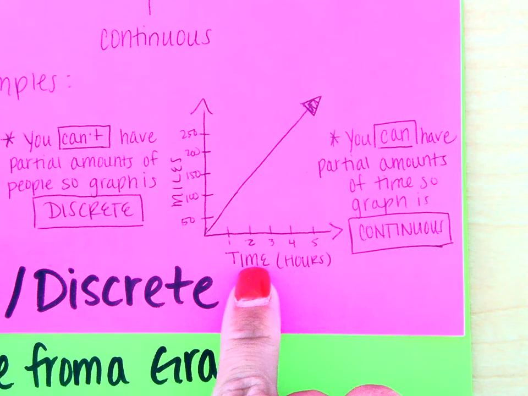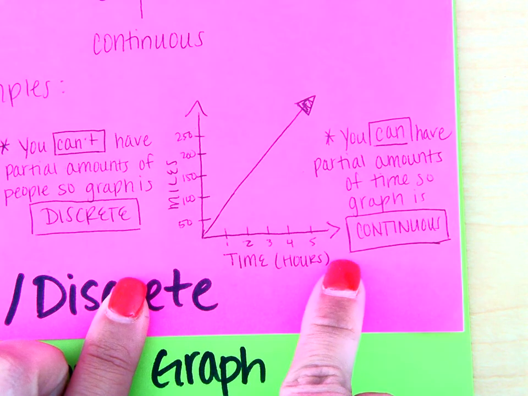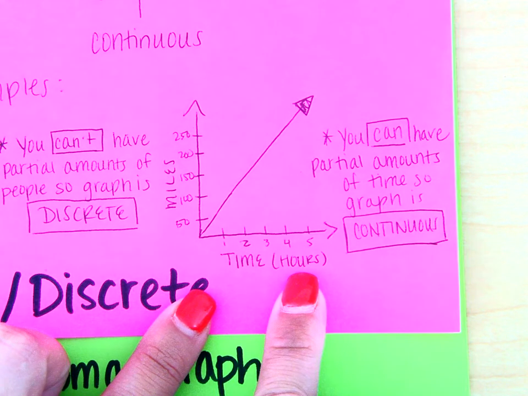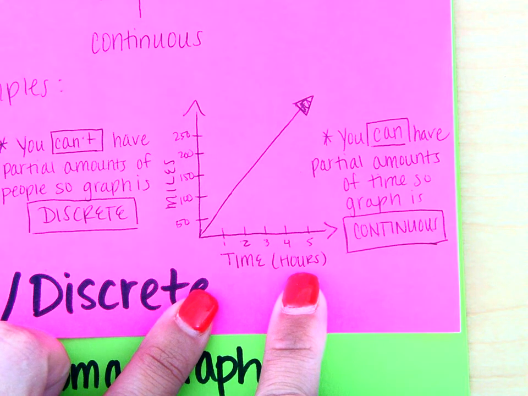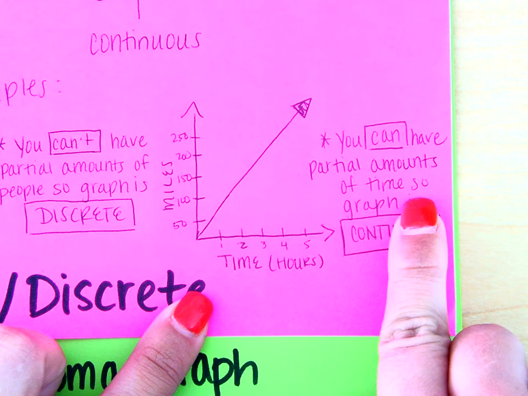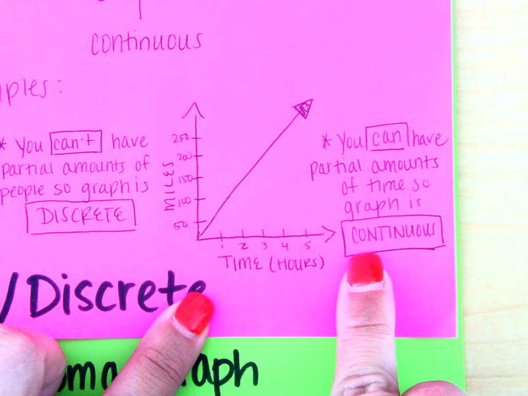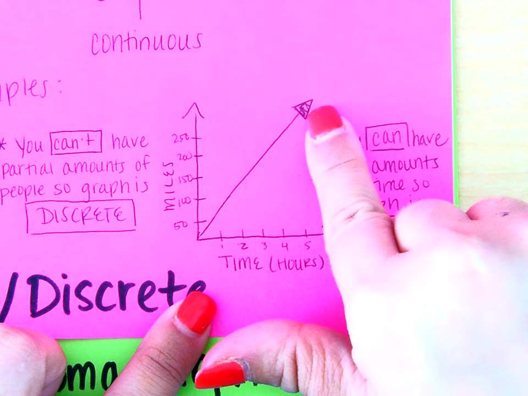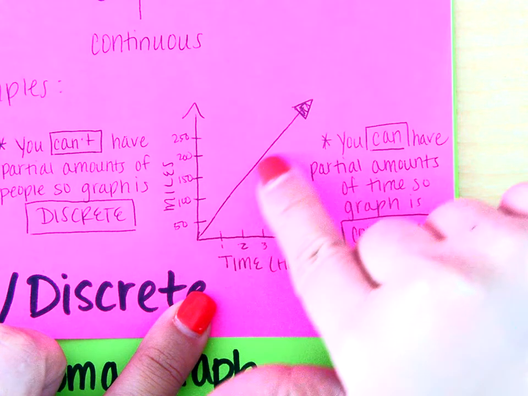And then if you move over, you look over here, and this one is talking about time. Now, can you take partial amounts of time? Well, yes, you can, because it goes down to minutes and seconds, and you can even take partial amounts of seconds. So if you can take partial amounts of time, then the graph is continuous. And here's another example. Just because it has an arrow, that still means continuous as long as it is connected.